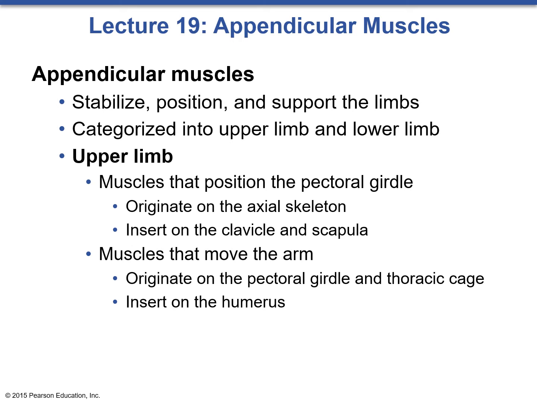The upper limbs are divided into the pectoral girdle, and then muscles that move the arm, and then we're going to talk about the forearm as well. Muscles that position the pectoral girdle originate on the axial skeleton, so on the sternum, clavicle, ribs, etc., and they insert on the clavicle and scapula. Muscles that move the arm are going to originate on the pectoral girdle and thoracic cage, and then they insert down on the humerus.